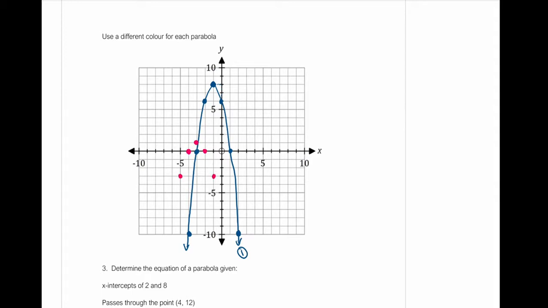Repeat that same process on the other side. Then over 1, down 5. And I can repeat that or use symmetry for the other side. Connect all my lines. We'll label it number 2, and there we have our second parabola.